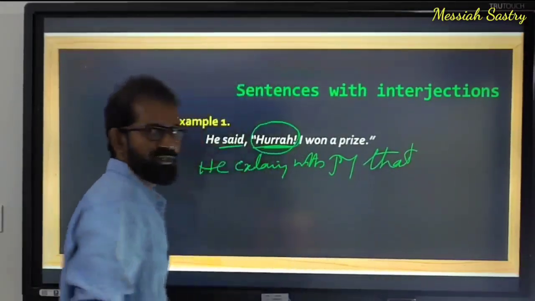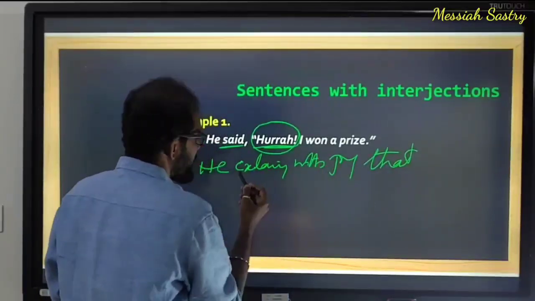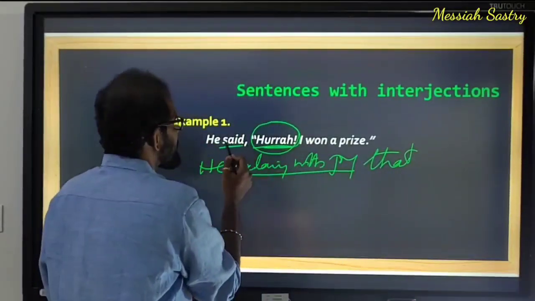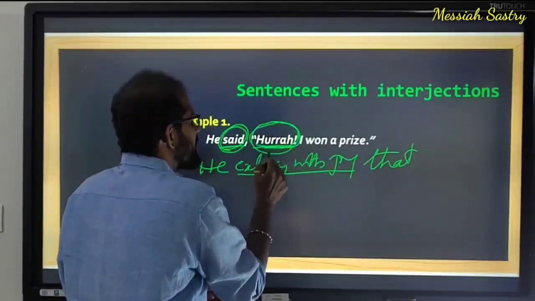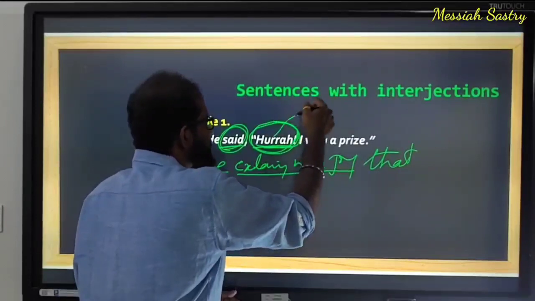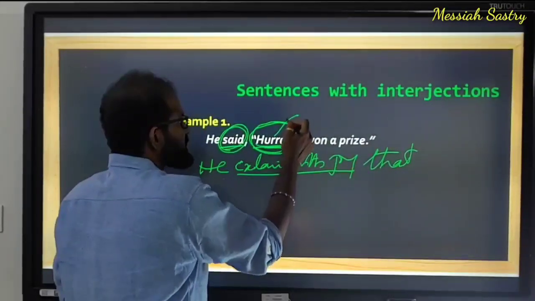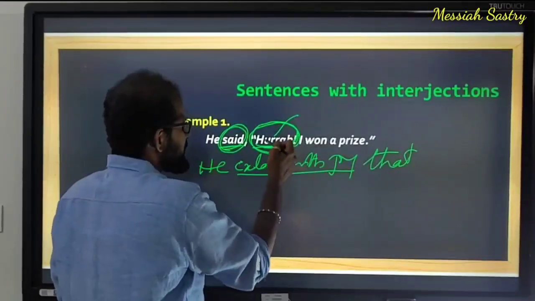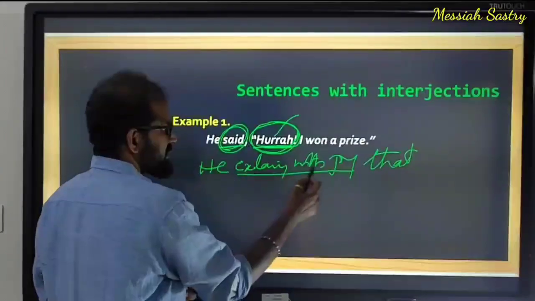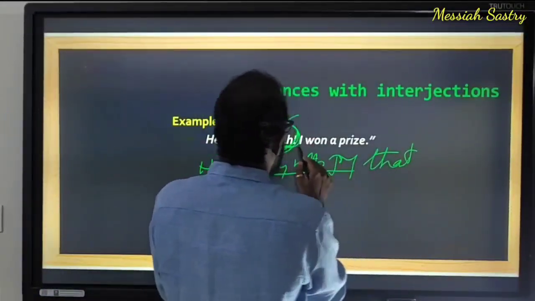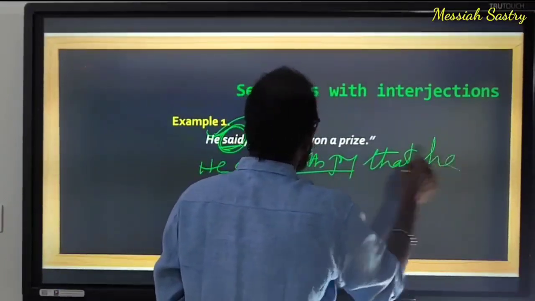What conjunction are we supposed to use? That, as a conjunction. He exclaimed with joy. Why should I write exclaimed with joy? This reporting verb changes based on the interjection. Here the interjection is hooray, which is related to exclaimed with joy. He exclaimed with joy that, I refers to whom? I refers to he. So he won.